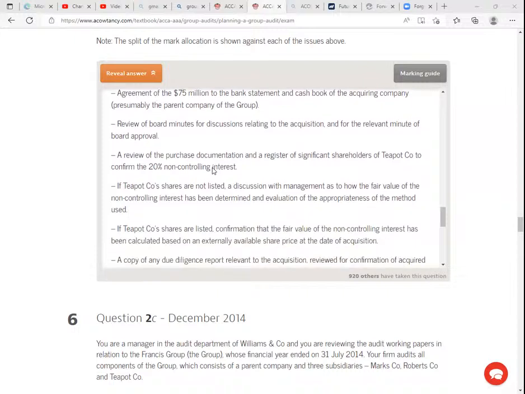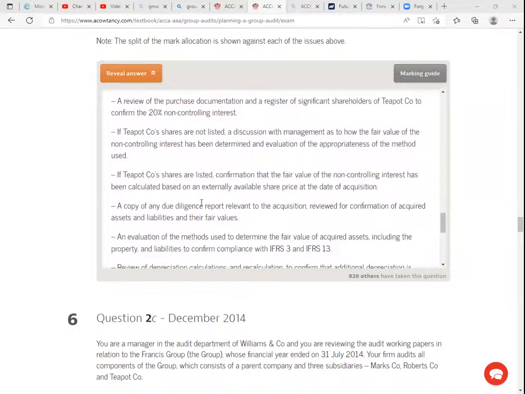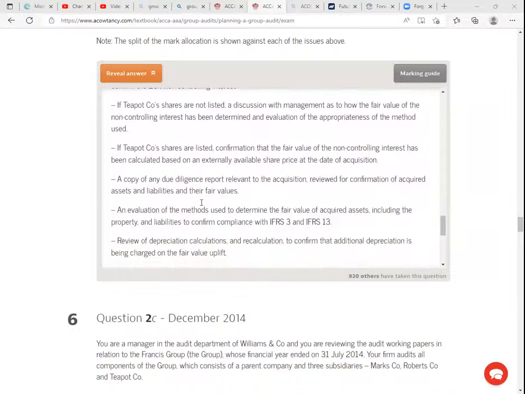A review of the purchase consideration and a register of significant shareholders of Teapot Company to confirm the 20% non-controlling interest. If Teapot Company shares are not listed, a discussion with management as to how the fair value of NCI has been determined and evaluation of the appropriateness of the method used. If Teapot Company shares are listed, confirmation that the fair value of the NCI interest has been calculated based on externally available share price at the date of acquisition.